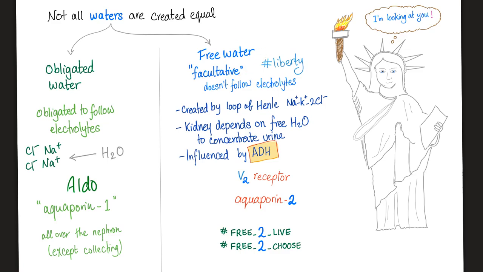On the other hand, free water does not follow electrolytes. It has the V2 receptor and aquaporin 2 channels, and it's influenced by ADH. Free to live, free to choose, which is a book by Milton Friedman.